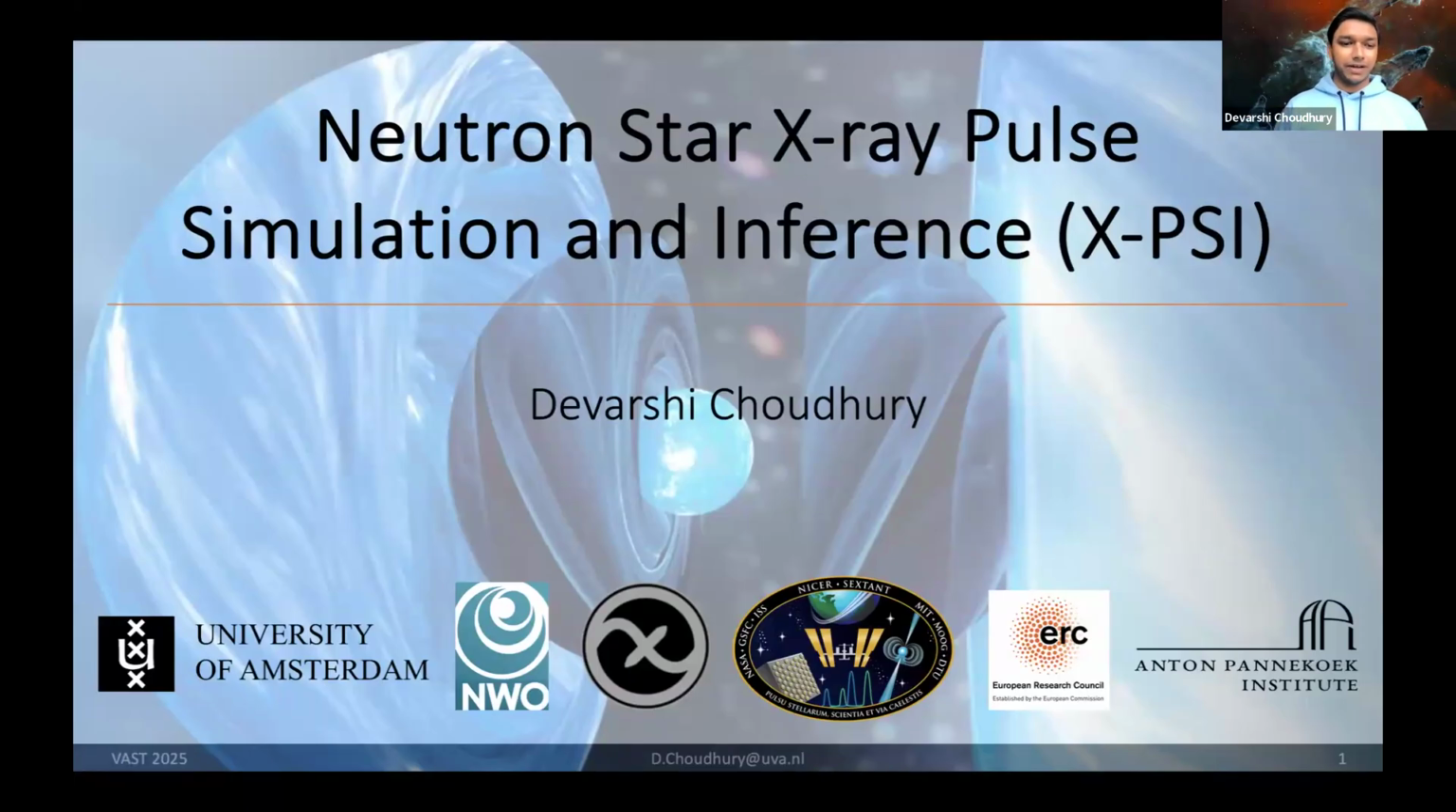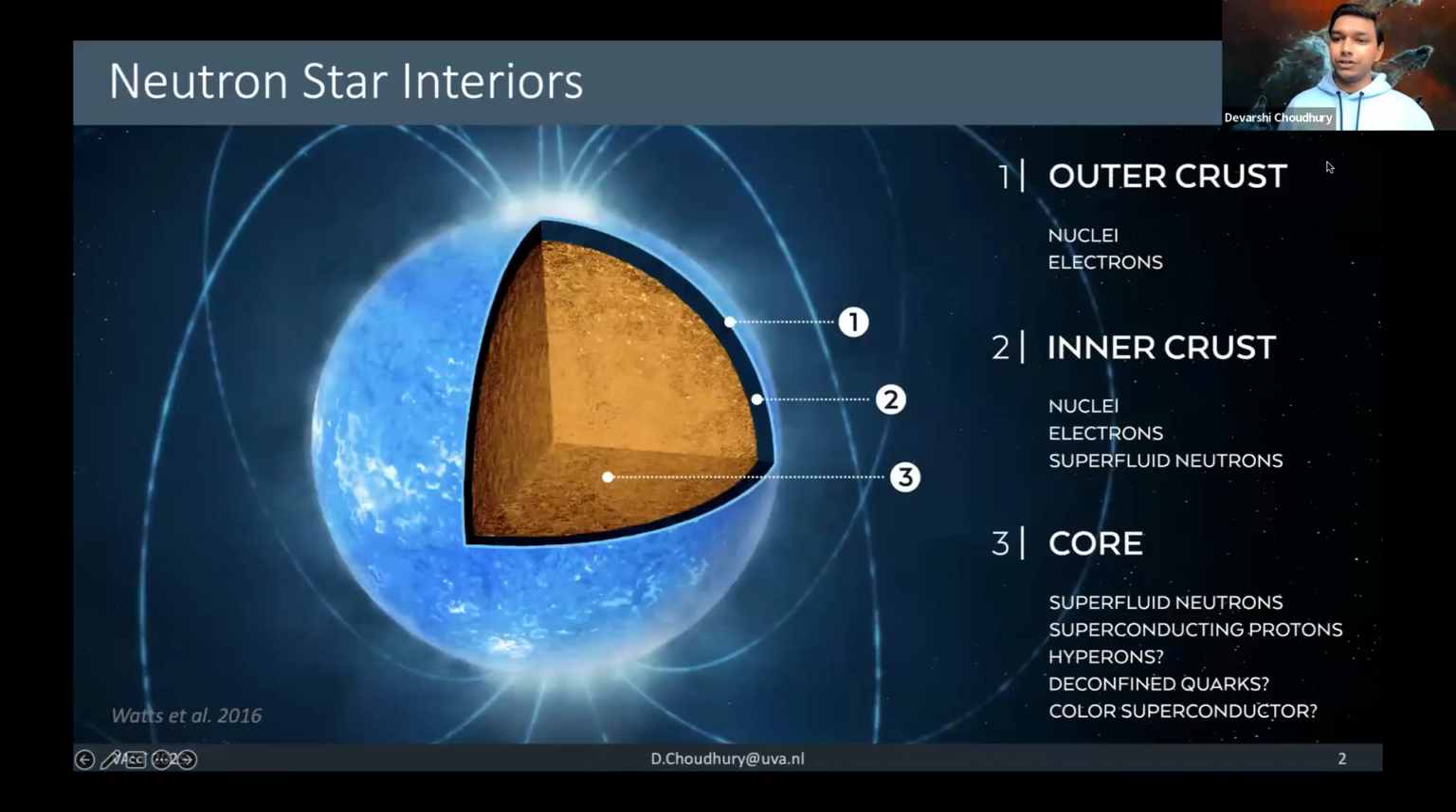I'm Devarshi Choudhury. I'm a final year PhD student at the University of Amsterdam, and I'm one of the developers of the software package called X-PSI, which is a software for neutron star pulse profile modeling. To give a brief introduction to the overarching scientific goal, we are studying neutron stars and trying to figure out their interiors. So these are objects, as you know, that are the remnants of massive supernova explosions, provided they do not form black holes. So you're left with objects that are about as wide as a city, but packing in more mass than our sun, making them the densest directly observable objects in the universe.